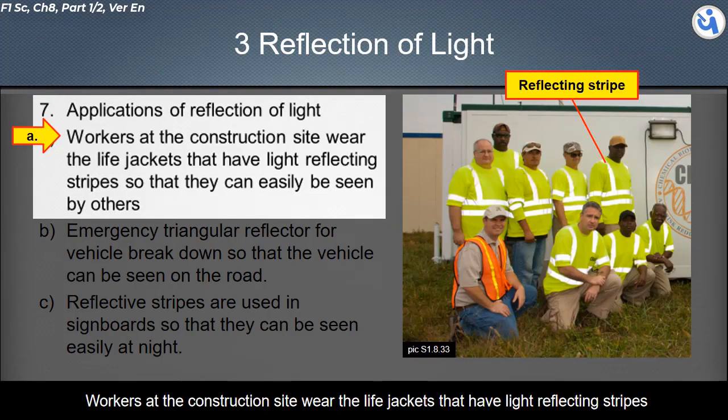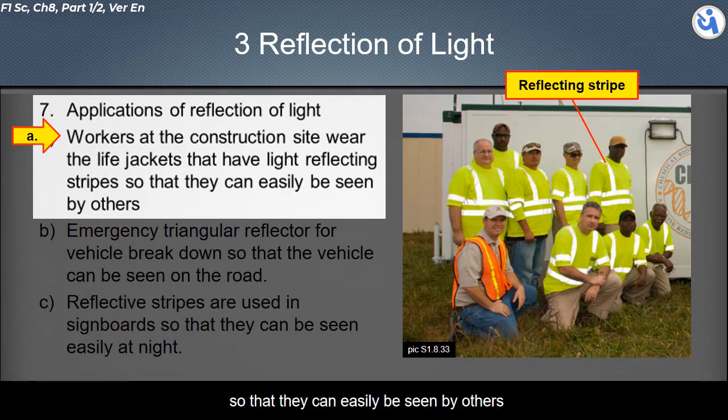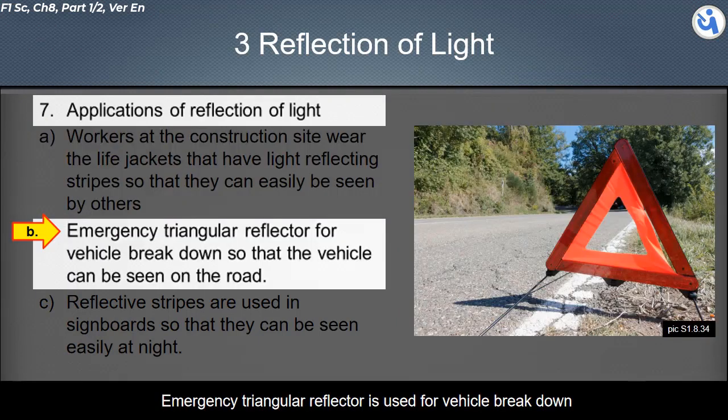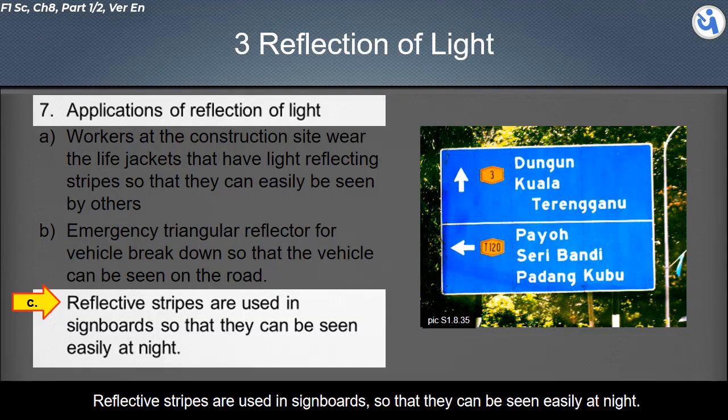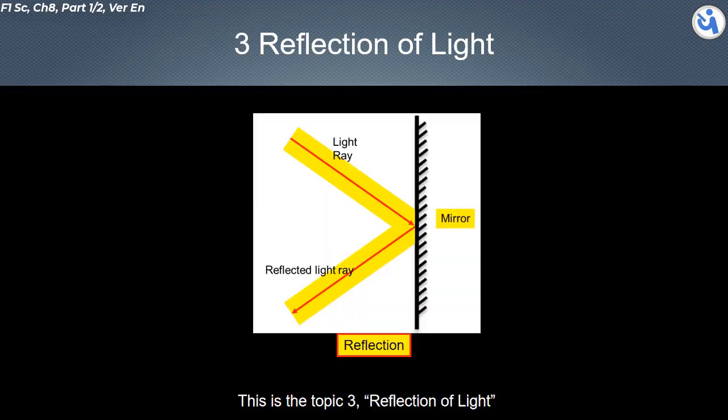Workers at the construction site wear life jackets that have light reflecting stripes, so that they can easily be seen by others. Emergency triangular reflector is used for vehicle breakdown, so that the vehicle can be seen on the road. Reflective stripes are used in signboards, so that they can be seen easily at night. This is the topic 3, reflection of light.